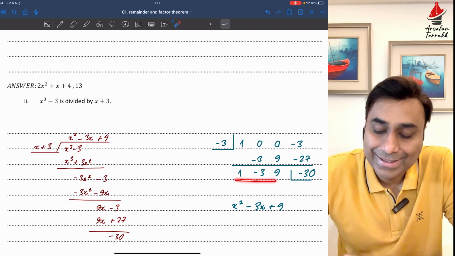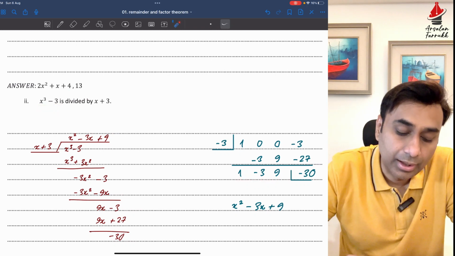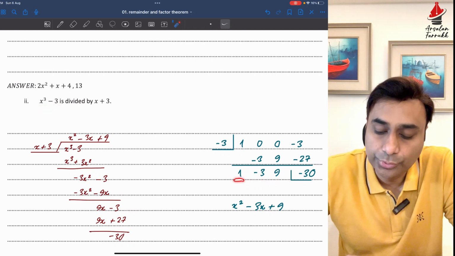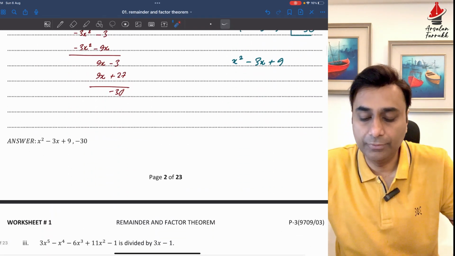And this is a 1 less degree polynomial. So my original polynomial was a 3 degree one, so this is going to be 2 degrees. So x squared has a coefficient 1, x has a coefficient minus 3, and constant term would be equal to 9.